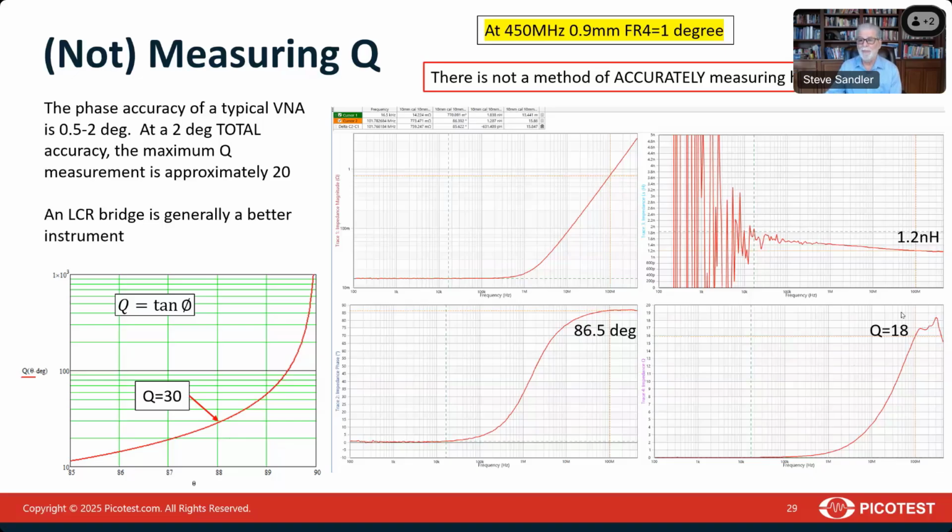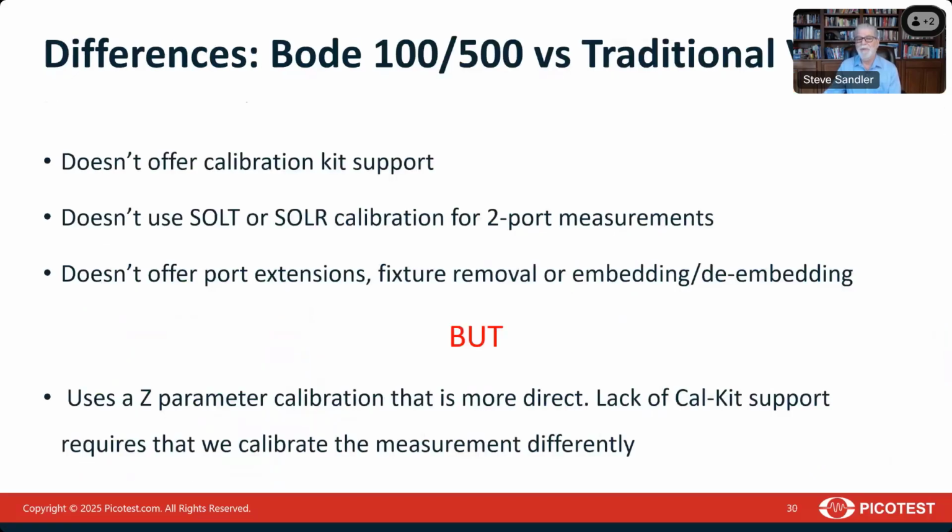And if we want to use cursors to measure things like inductance and capacitance, that's using imaginary terms. It's also very important that we get the accuracy of the phase correct. Traditional VNAs are typically accurate to about 0.5 to 2 degrees, but that's a pre-calibration accuracy. We can improve that if we know the accuracy of the calibrator itself, and then the accuracy is defined by the calibrator.